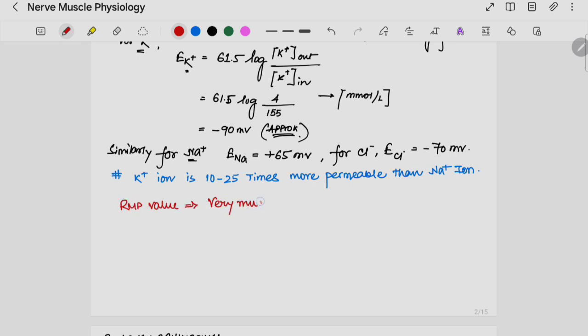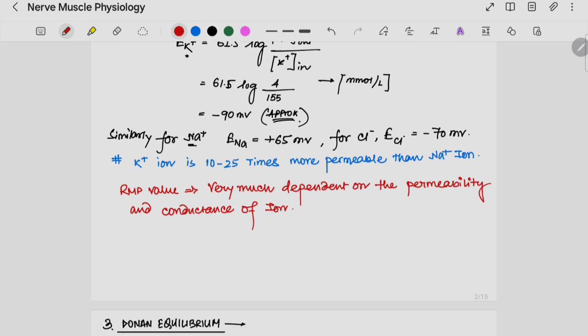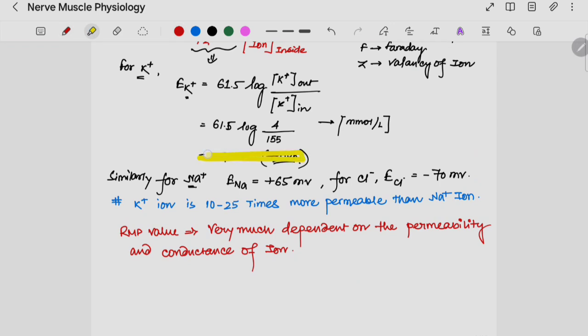is very much dependent on the permeability and the conductance of the ions, right? So we can predict that the RMP value will be near minus 90 millivolt. It will definitely be nearest to the value of minus 90 millivolt.